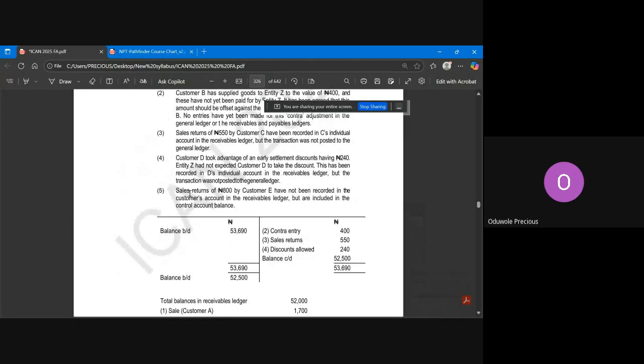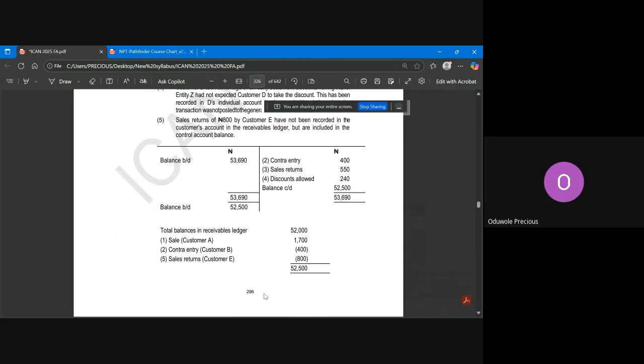Then the last one says sales return of 800 by customer E have not been recorded in the customer's account in the receivables ledger, but have been included in the control account balance. That means it's already here in the control account balance, but this 800 is not yet in the receivable ledger. So sales return will do what? It will reduce debt. So it is going to be minus here also.